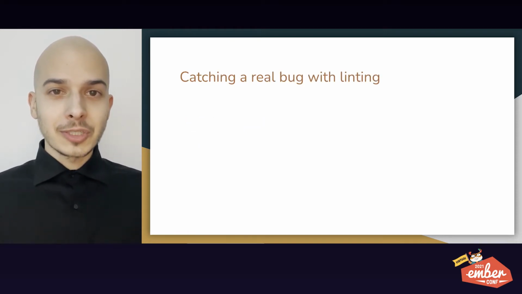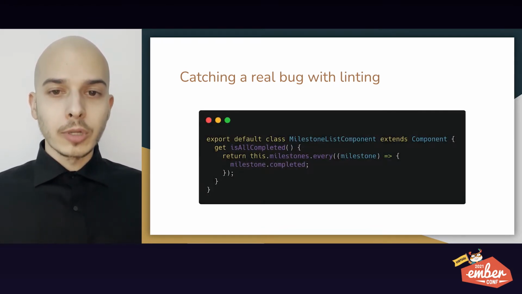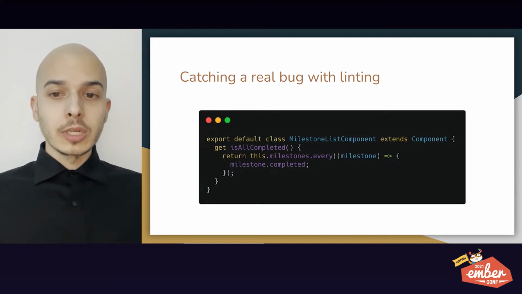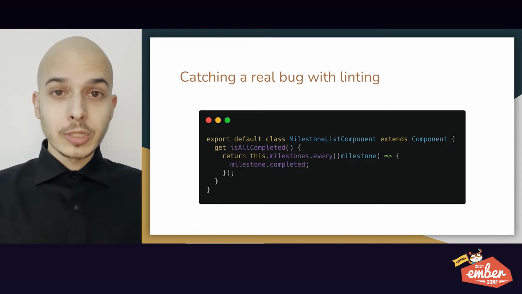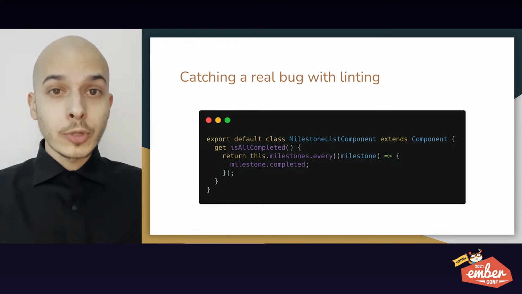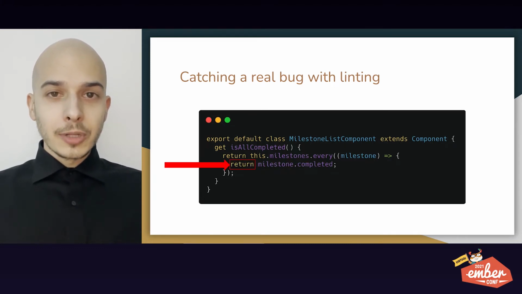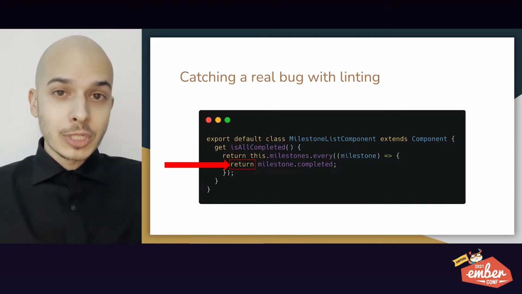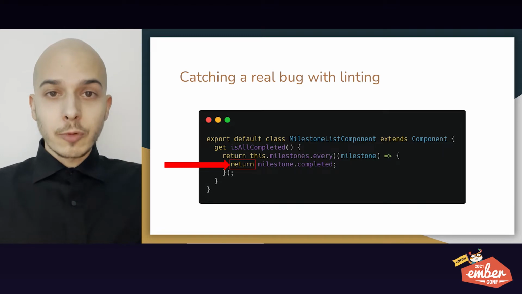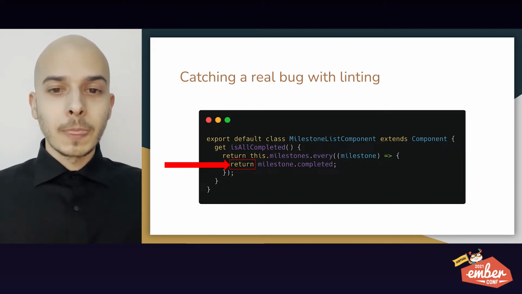So first let's look at this real bug that I've caught with linting. This is an Ember component which displays a list of milestones and whether or not they've all been completed. But there's a bug in this component such that the property here will always return false. See if you can spot the bug. Well, it turns out we were missing a return statement in this callback. It's a pretty common mistake to make given the different ways of writing functions in JavaScript.